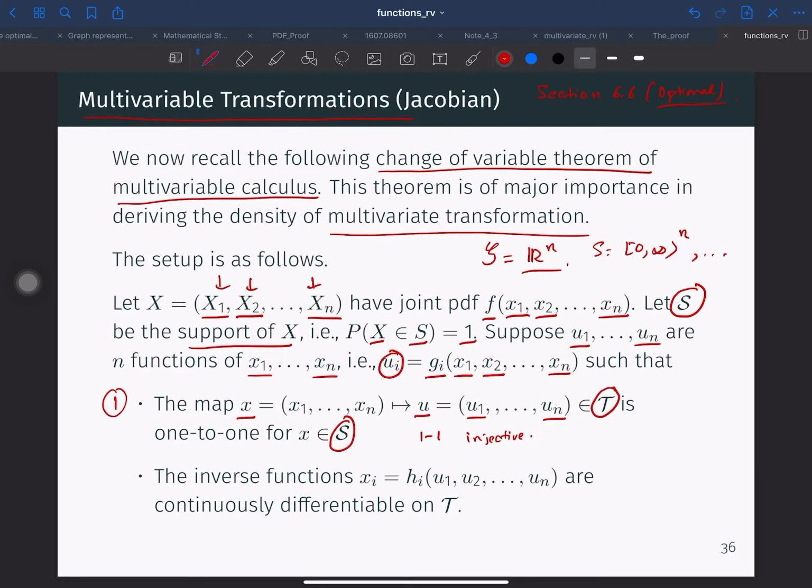Furthermore, I want to invert it, so I want to have the inverse function, which goes from u1, u2 to un back to the xi, and I want this function hi to be continuously differentiable. This requirement is a little bit strict, but generally speaking, it will hold for most of our applications. So the inverse function is continuously differentiable.